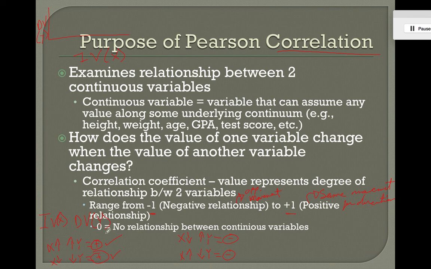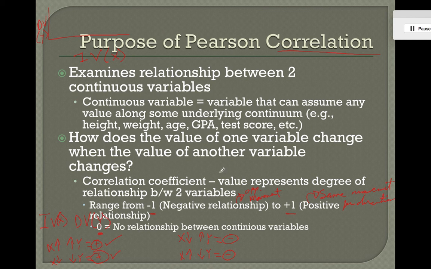Now, the closer that your value is to 0, let that be if you have a negative 0.1 or a positive 0.1 or whatever the case may be, the closer it is to 0, that signifies for us that there is less of a relationship, or if the value does become 0, it means that there is no relationship between your continuous variables. In other words, there's no pattern between the movement of my scores.